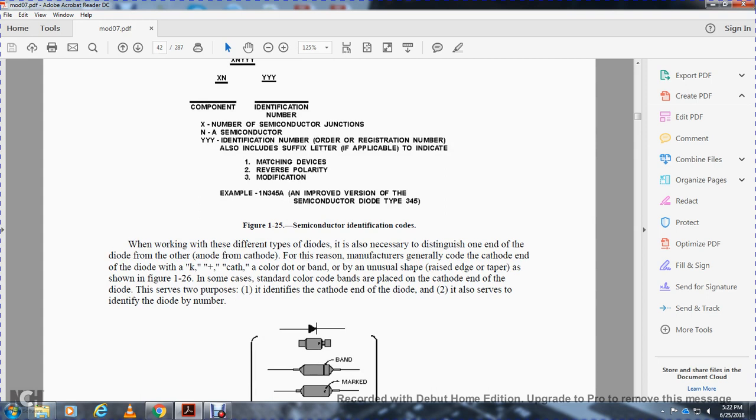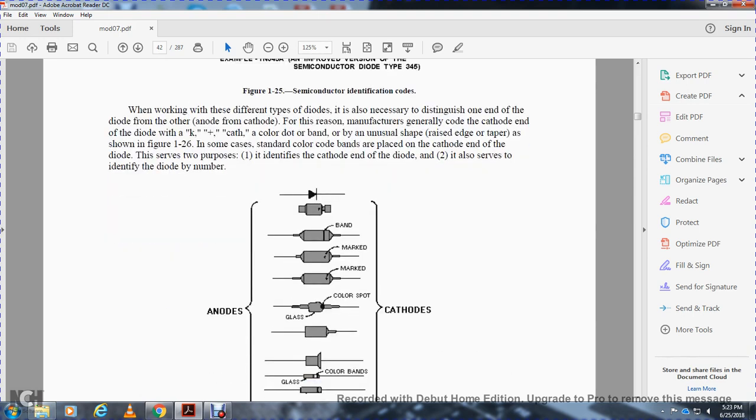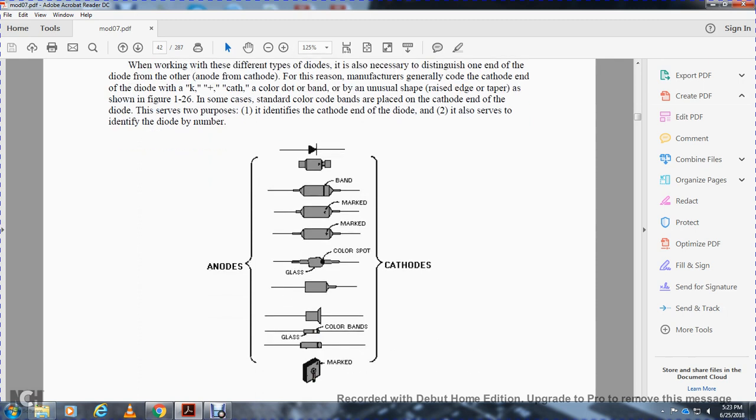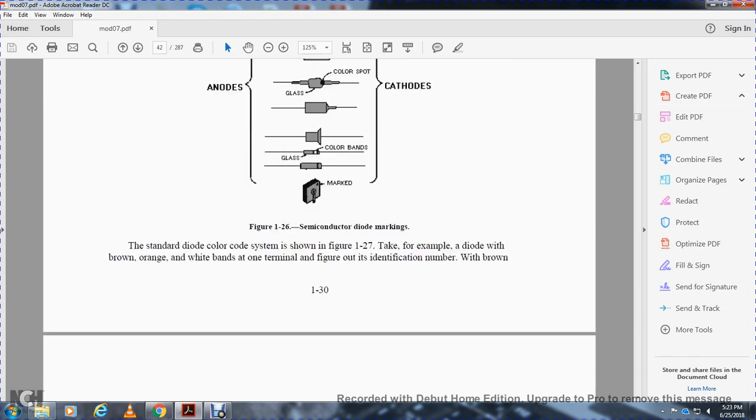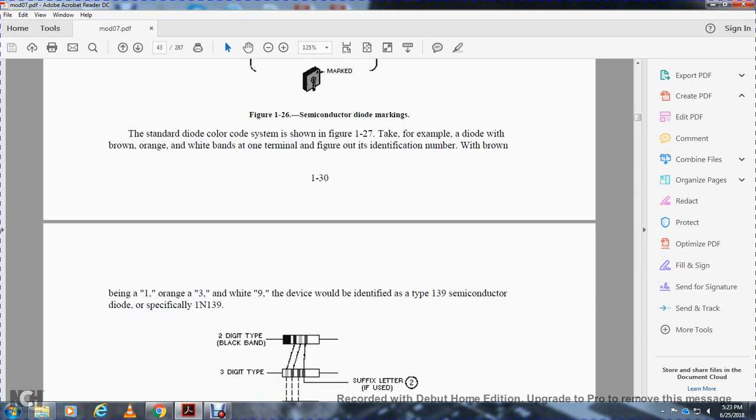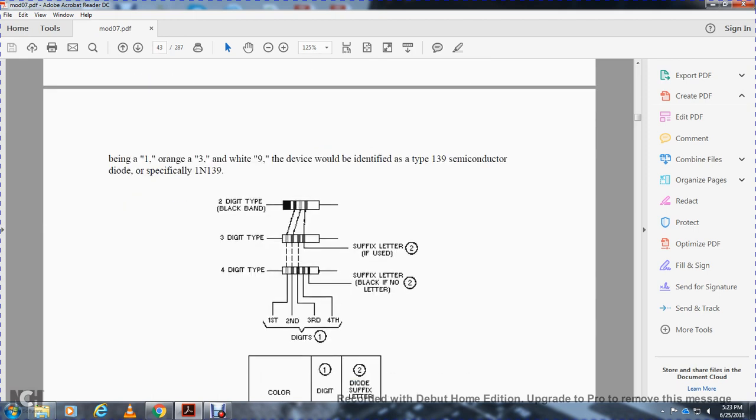In the case of the standard color band, the band at the cathode end serves two purposes: identifying the cathode and also identifying the code. The diode number, band, mark, color spot, color bands, glass mark, anodes, and cathodes are shown for two standard diode color codes in figure 127. A typical example of a diode has brown, orange, and white bands over the terminal, giving the identification number: brown being 1, orange 3, white 9. The device would be identified as the 139 semiconductor diode, specifically a 1N139.